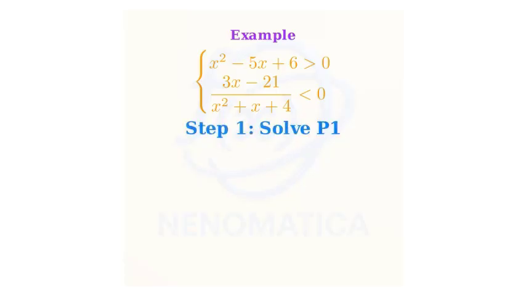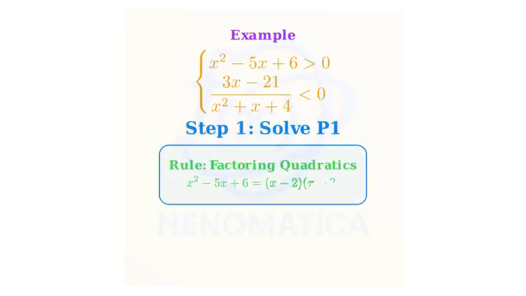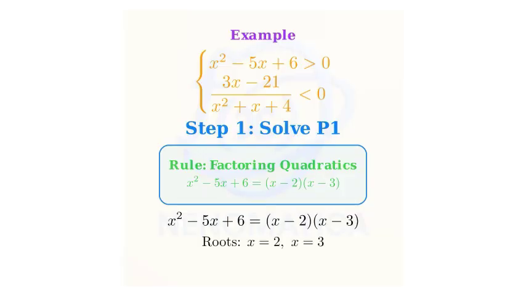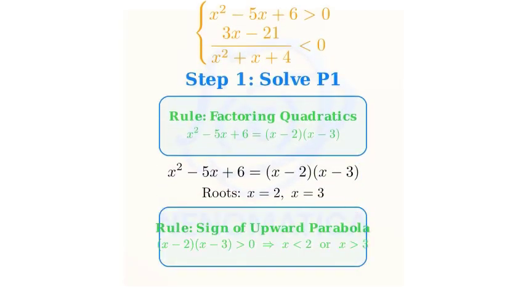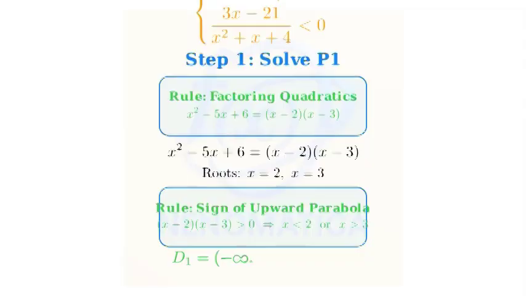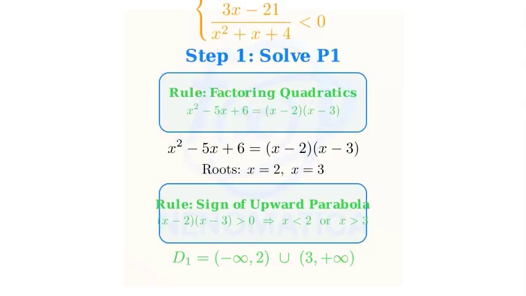We factor the quadratic. x squared minus 5x plus 6 equals (x minus 2) times (x minus 3). The roots are x equals 2 and x equals 3. Since the parabola opens upward, and we want values greater than 0, the solution is outside the roots: x less than 2 or x greater than 3. We can record this set as D1 equals negative infinity to 2 union 3 to infinity.